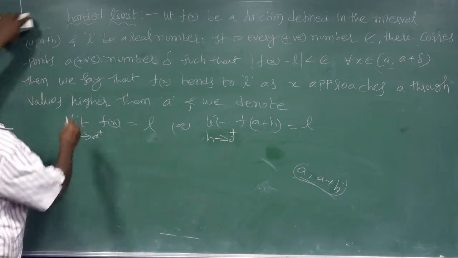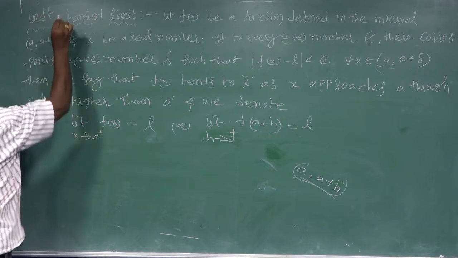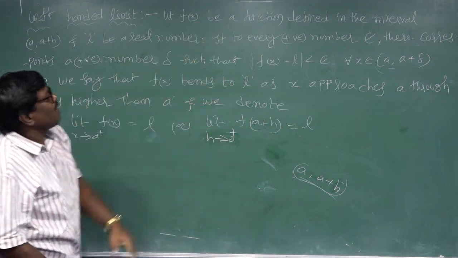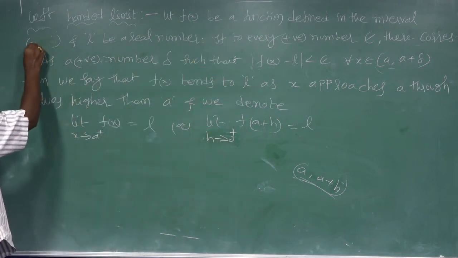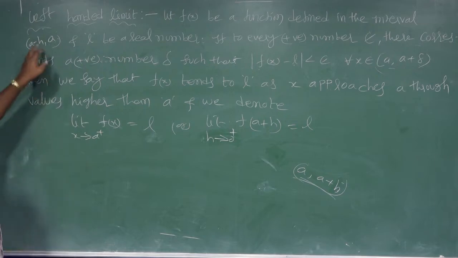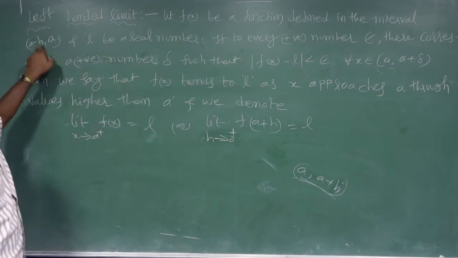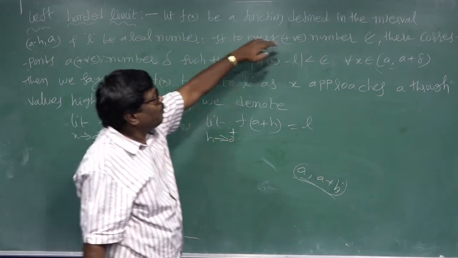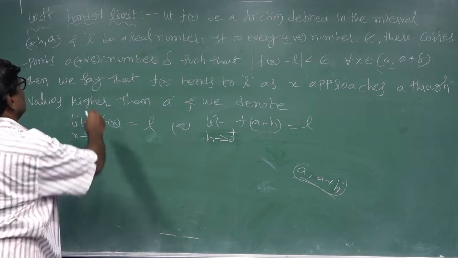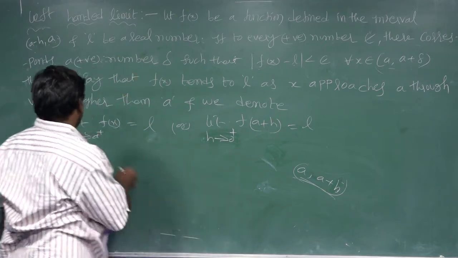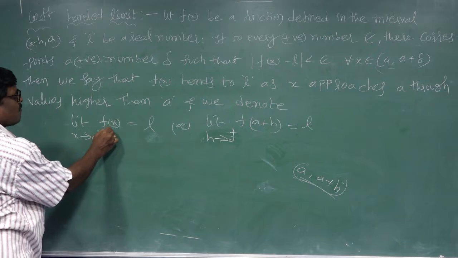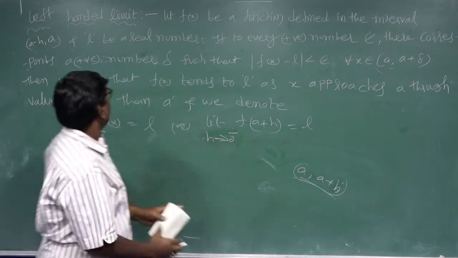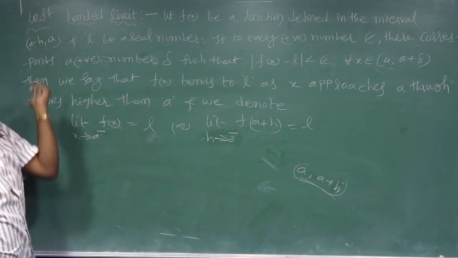Same for the left hand limit. Let f of x be a function defined on the interval A minus h comma A, and let L be a real number. If for every positive number epsilon such a positive delta exists, this is the limit as x tends to A minus of f of x equal to L, or limit h tends to 0 minus of f of A plus h equal to L. It is a left hand limit, as opposed to the right hand limit.